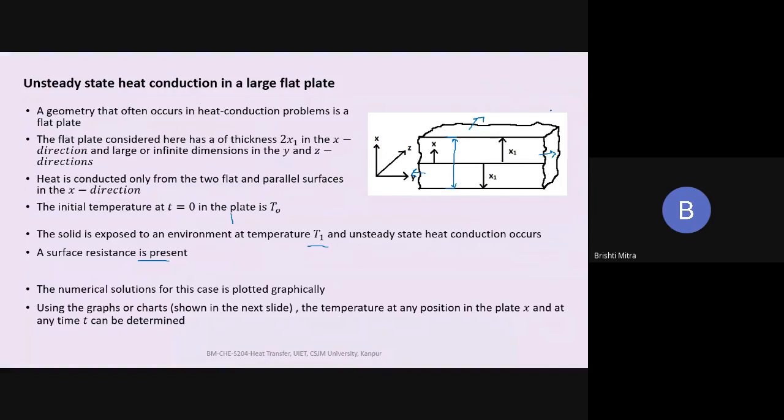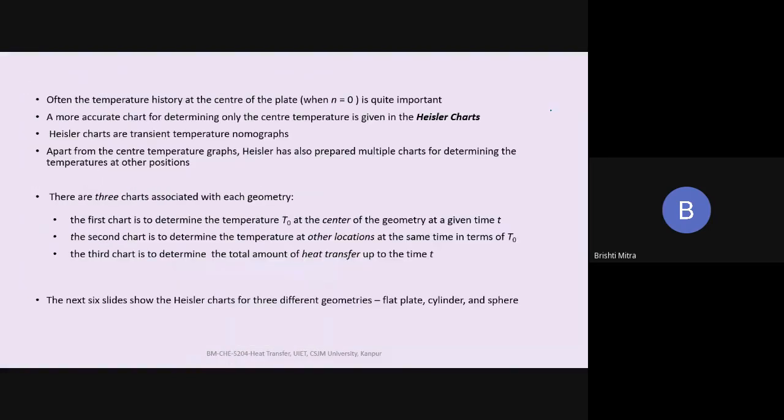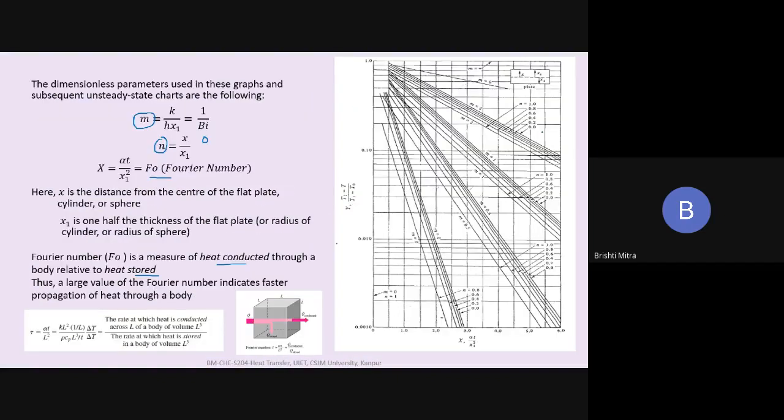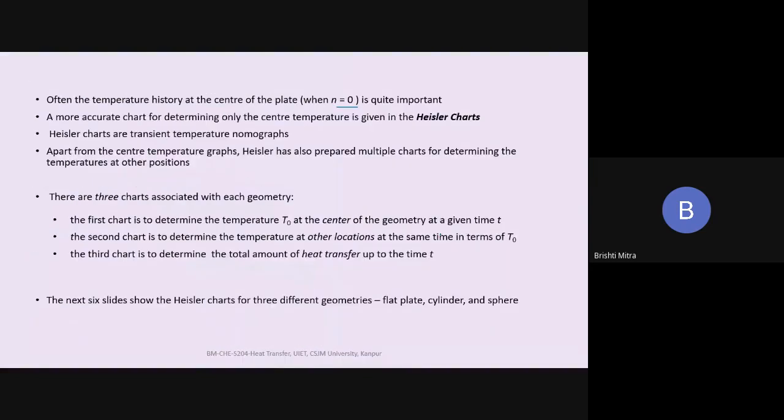So that becomes an important calculation for any body that is there. We want to find out what is the temperature at the center of the body. So in that case, we have a situation where N is equal to 0. For this, we can use any of these charts to do the calculation also, but a more accurate chart for determining only the center temperature is given by Heisler.